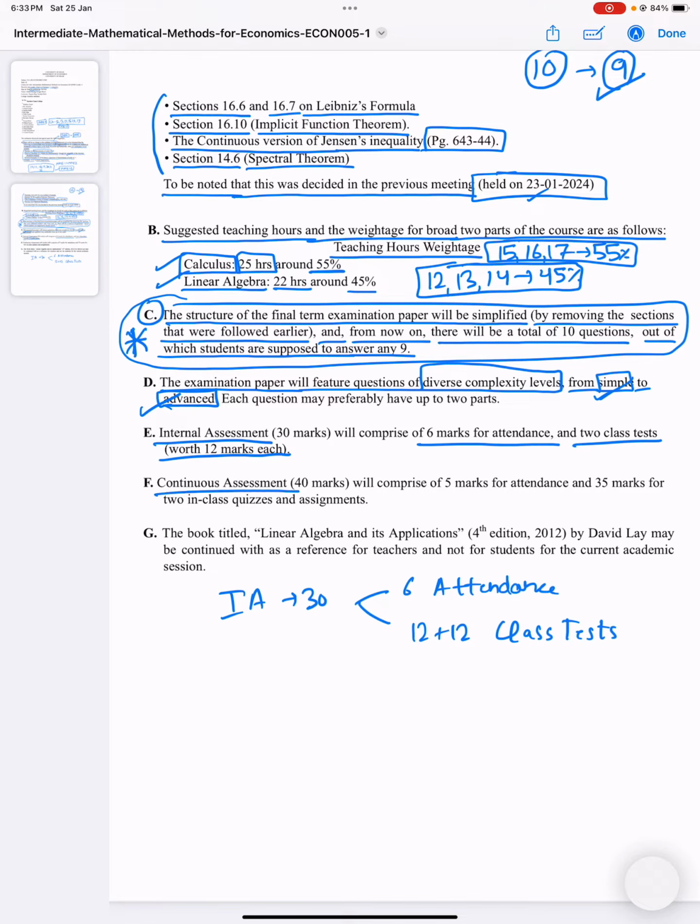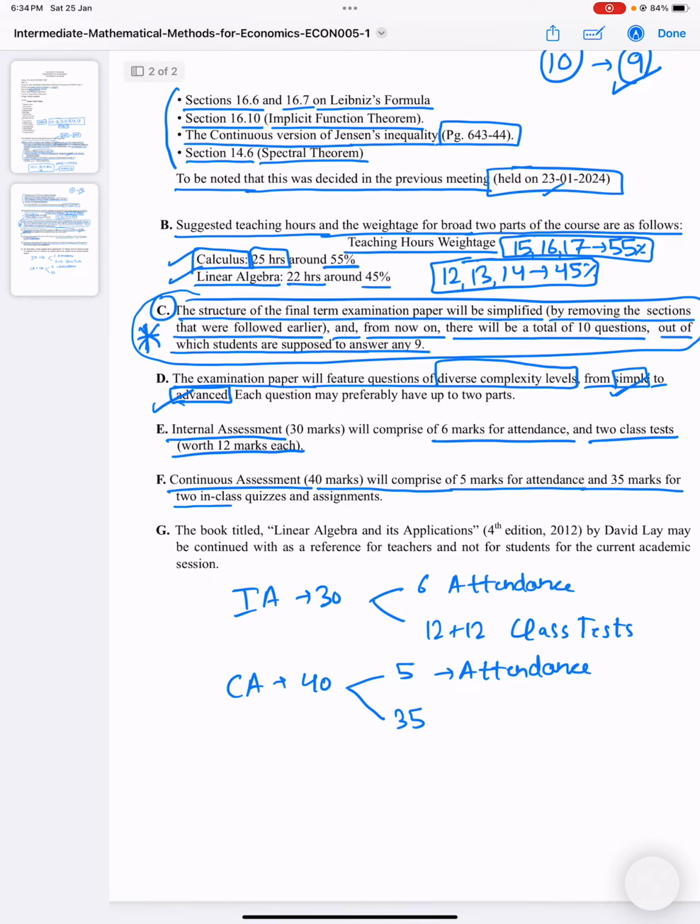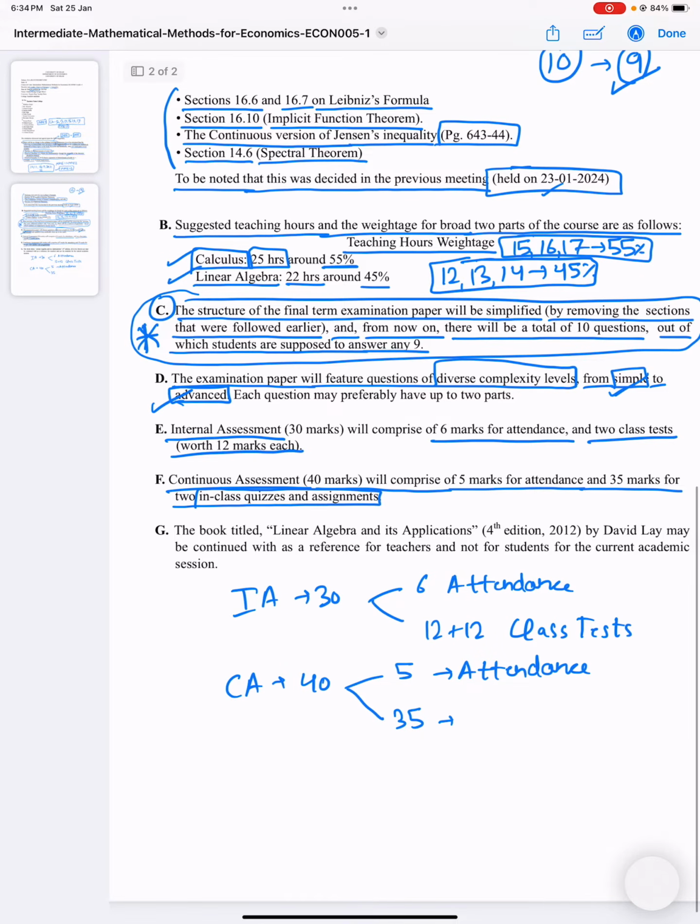For continuous assessment, 40 marks will comprise 5 marks for attendance. So 5, and 35 marks for 2 in-class quizzes and assignments. So this is quizzes plus assignments.